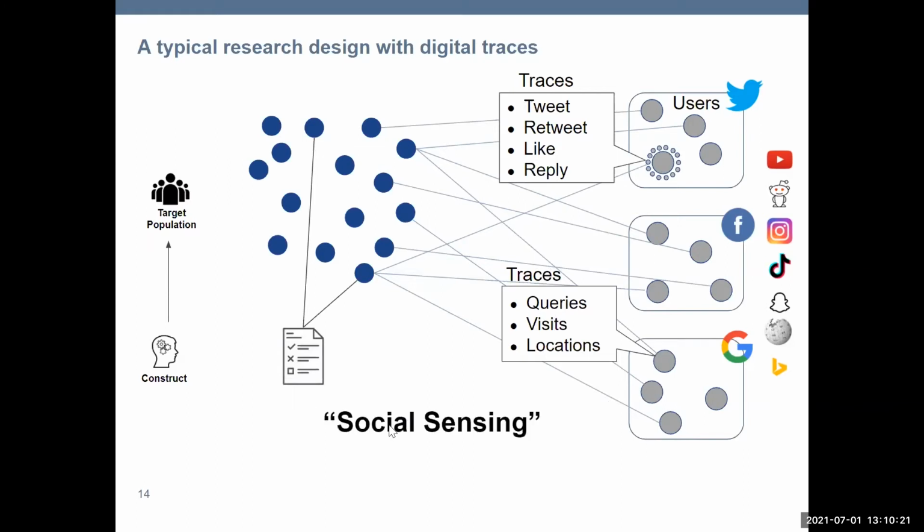So this kind of setup is often called, just to mention this, social sensing. So basically when you use on-platform data to do off-platform inferences. So you use users on the platforms, their proxies on the platform, as sensors for what happens in, for example, an offline target population.